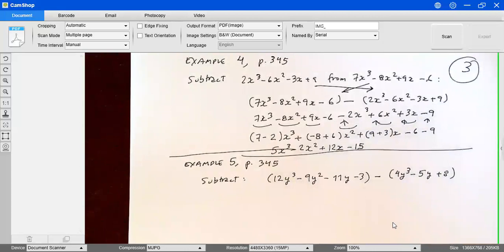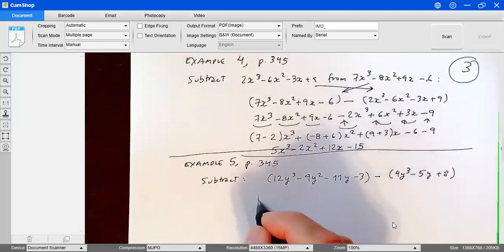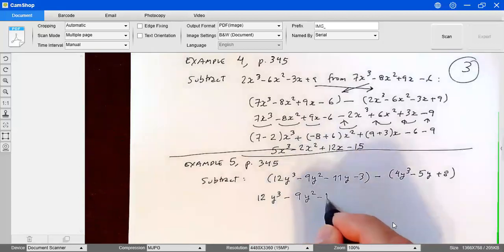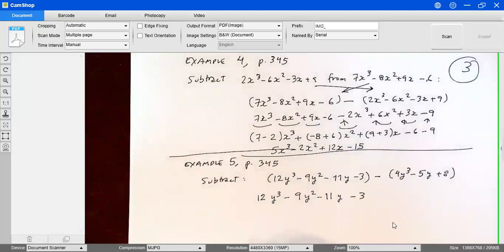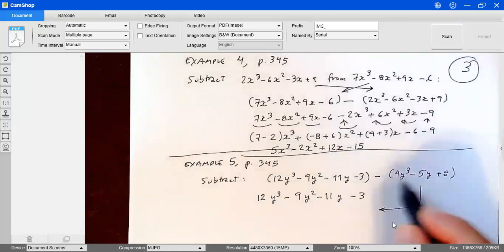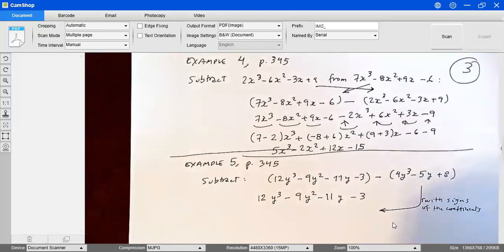So we're going to do now the subtraction in a vertical format. So I'm going to write the first polynomial, 12y cubed minus 9y squared minus 11y minus 3. So that's the first one. Now I'm going to write the second one here, but I'm going to switch signs. I'm going to switch signs of the coefficients.